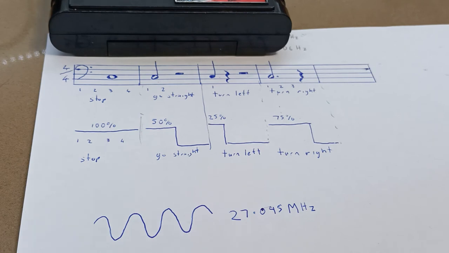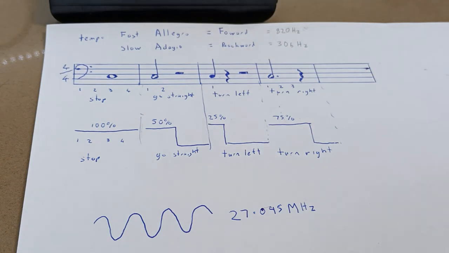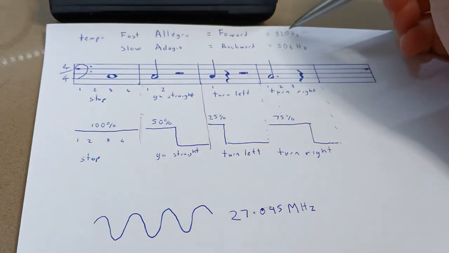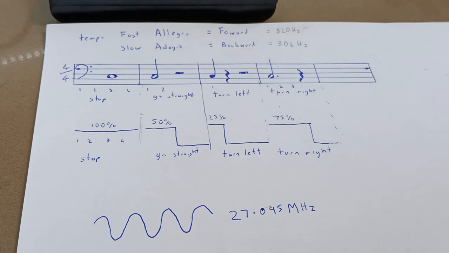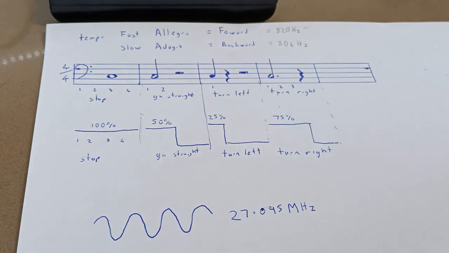When it comes to the direction, forward or backwards, we could think of that as how fast the song is being played, or the tempo. So when we play the song fast, for example at 820 hertz, we're asking the truck to go forward. If we play the song at a slower pace, 306 hertz for example, then this truck will know it's supposed to be going backwards. So that's a musical analogy of what's going on and what the truck's listening for and what the transmitter is generating.